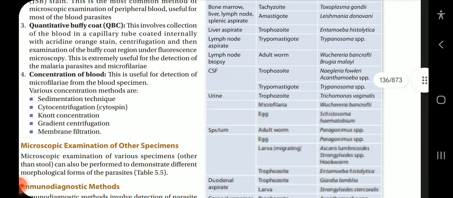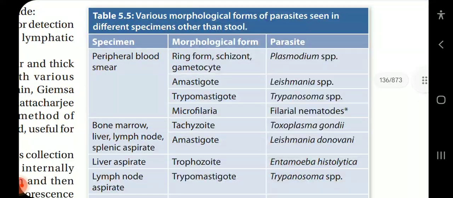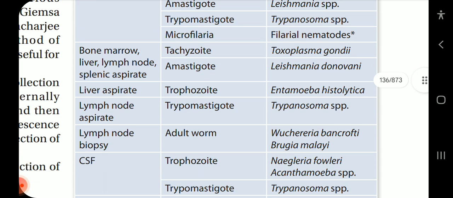Now, in this table we can see the morphological forms of parasites seen in different specimens other than stool. In peripheral blood smear, ring form, schizont and gametocyte are seen in Plasmodium species. Amastigote is seen in Leishmania species. Trypomastigote is seen in Trypanosoma species. Microfilaria is seen in filarial nematodes.